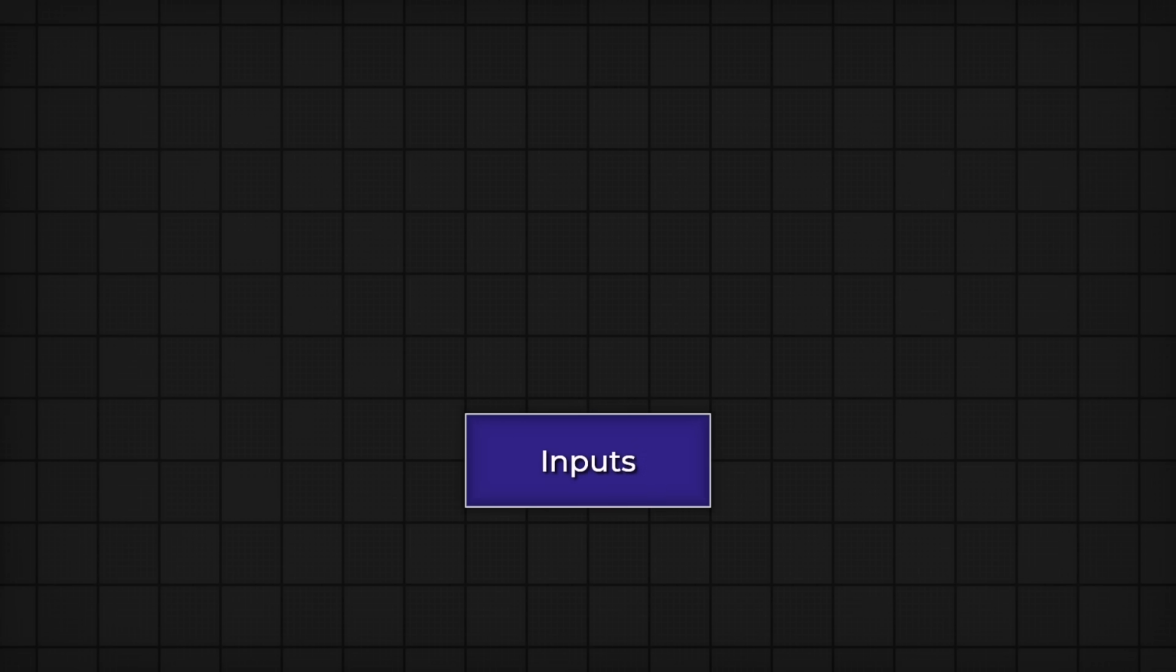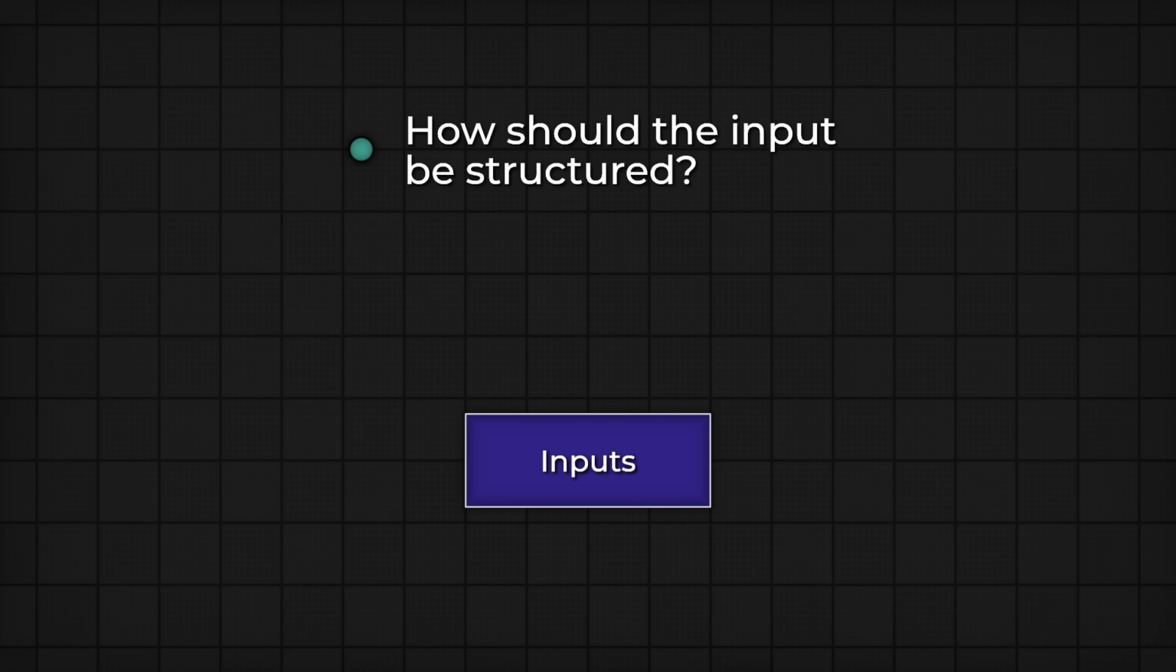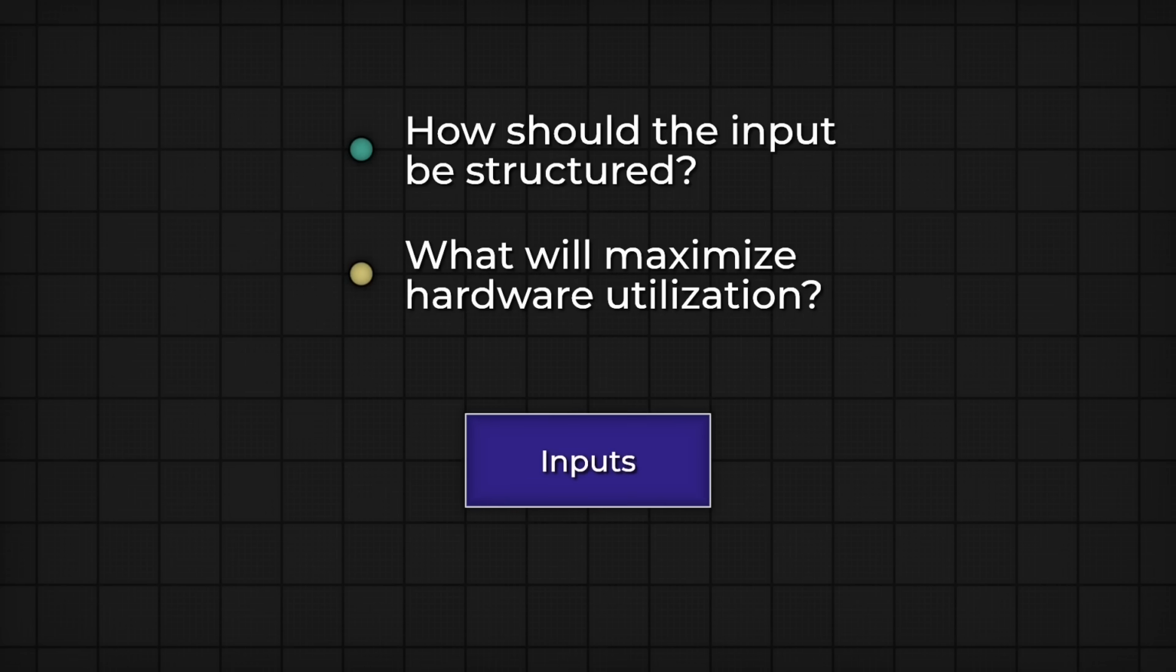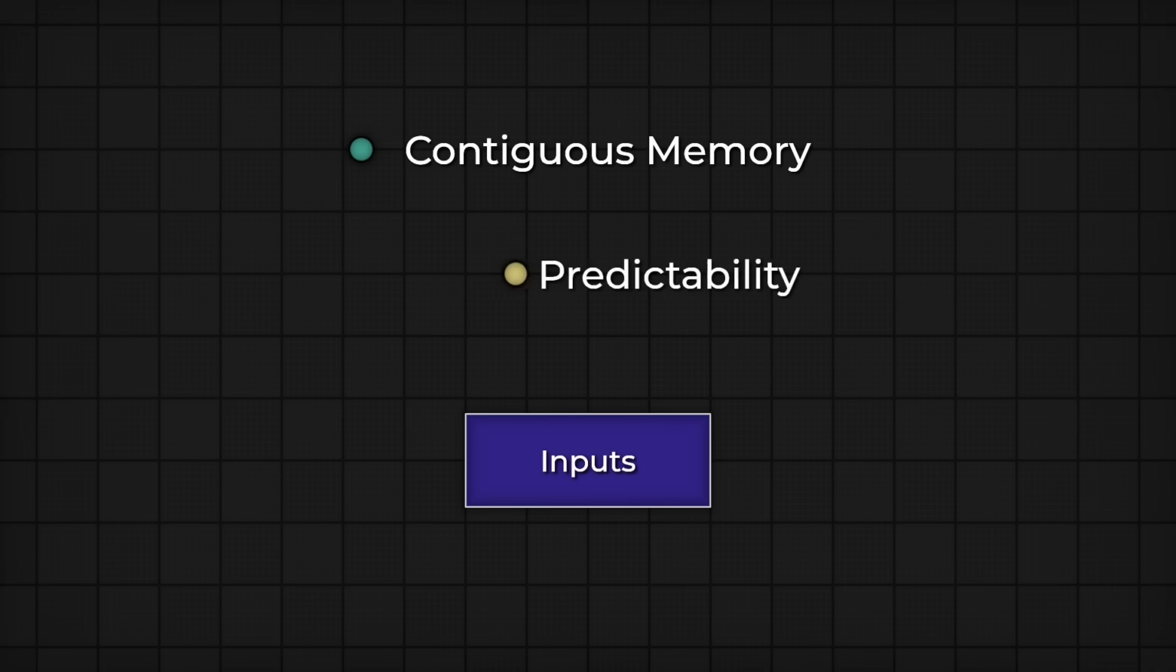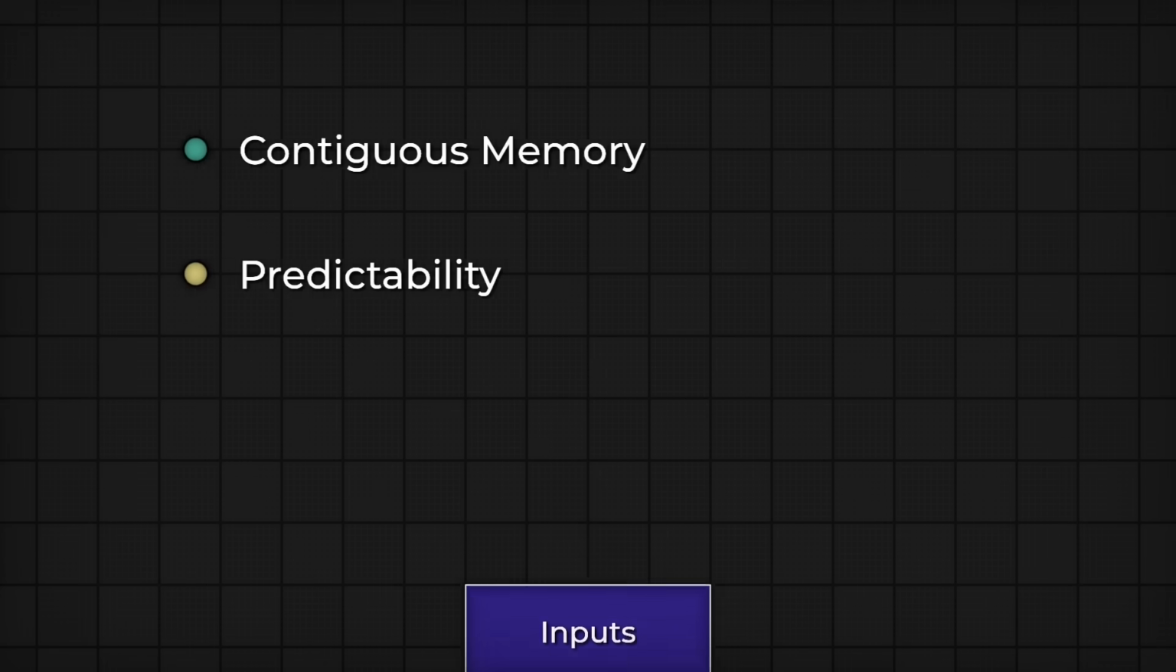When you're going to change the input, often it's productive to think about, well, what does my hardware even want? What shape should the input take to maximize hardware utilization? In general, hardware likes a few things. This is a sweeping generalization, but it likes giant contiguous chunks of memory, and it likes predictability.